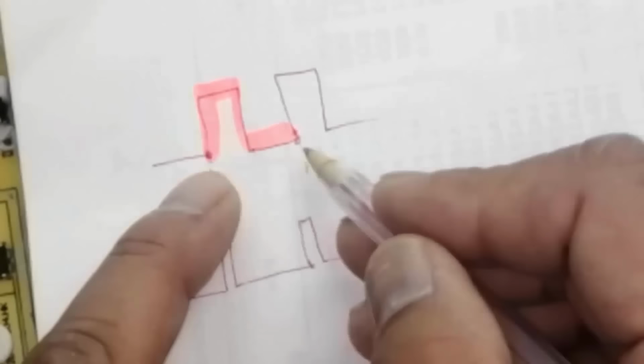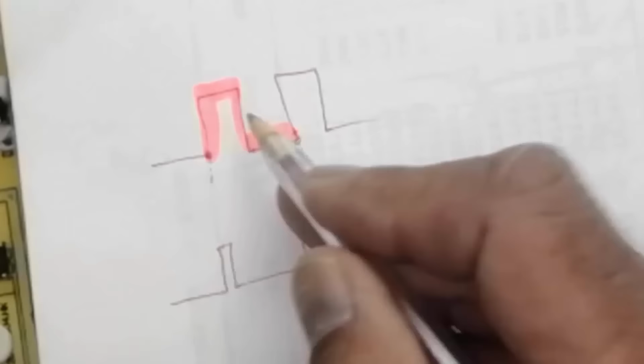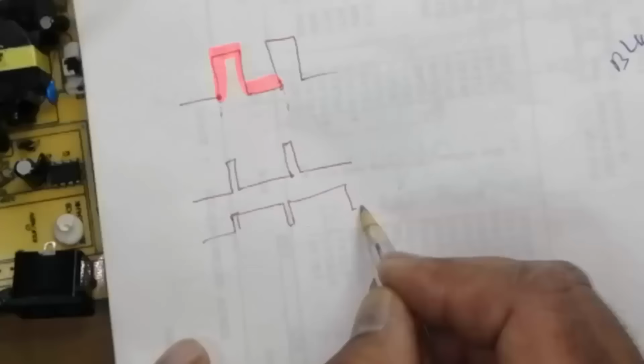This is one cycle. If I have another pulse, this is another cycle. Now here, the duty cycle is 50%. If the total is 1 second, and half a second it is on and half a second off, the duty cycle is 50%. If here 100 milliseconds it is on and 900 milliseconds it is off, the duty cycle is 10%. We can say that 10% of the total time it is on.